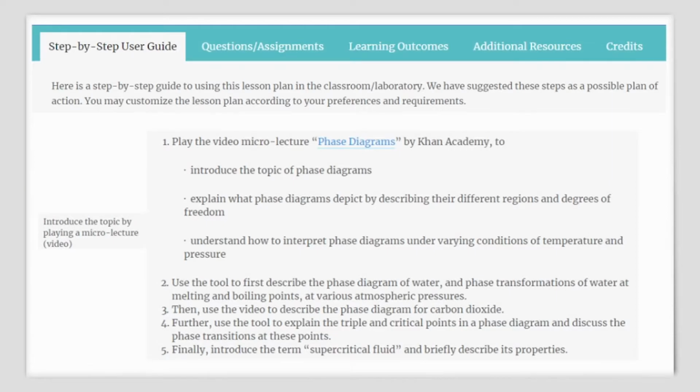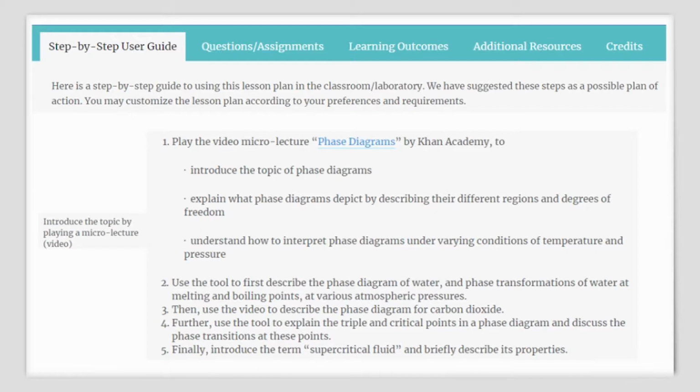Here is a step-by-step guide to using this lesson plan in your classroom. We have suggested these steps as a possible plan of action. You may customize the lesson plan according to your preference and requirements. Step 1. Introduce the topic by playing a short video micro lecture.